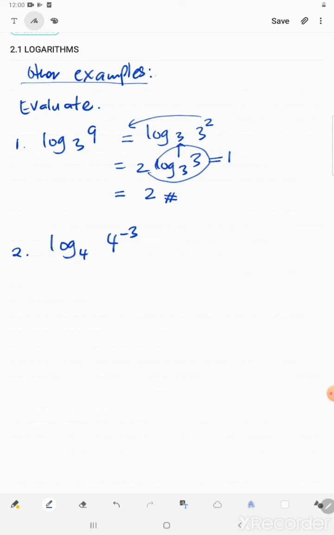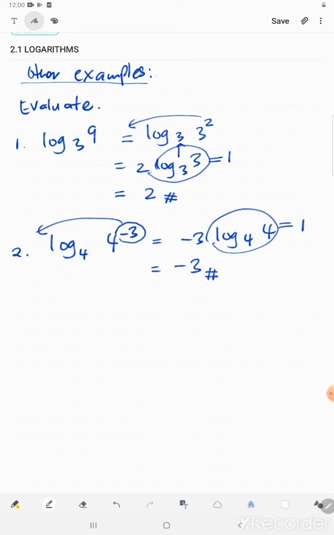Okay, example 2, we have here log 4 power of negative 3 base 4. So we know that we can bring negative 3 in front, so the answer will be negative 3 log 4 base 4. All of this is actually equal to 1. The answer is negative 3. When the instruction needs you to evaluate, you have to give the final answer in terms of a number, any real number.